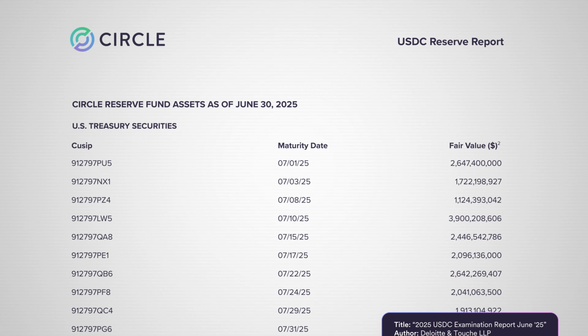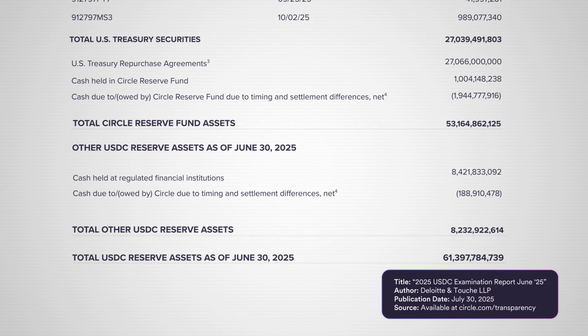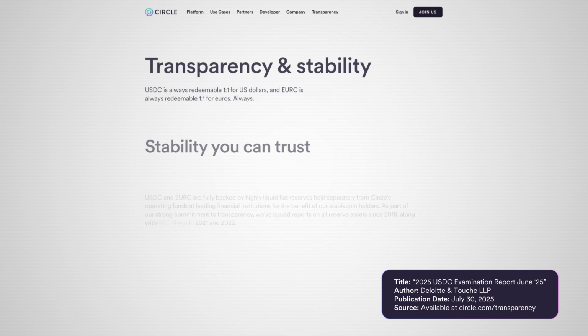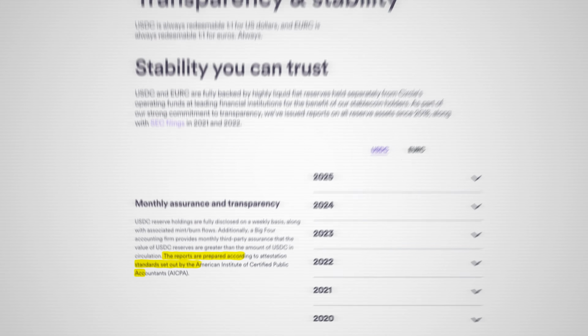To provide transparency and trust, Circle publishes monthly attestation reports to provide assurance that the value of USDC reserves are greater than the amount of USDC in circulation. These reports are prepared in accordance with attestation standards set by the American Institute of Certified Public Accountants.